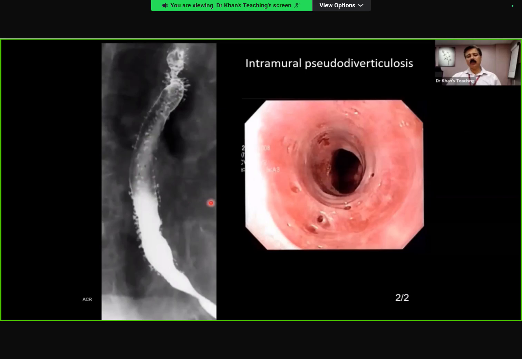Interestingly, please remember that barium is more sensitive than endoscopy. Because when they do endoscopy, many a time these openings might not be visible to them. So we are much better. With intramural pseudodiverticulosis, you will find strictures. Usually these are benign, and at times they can be malignant also. And this condition is also associated with many other types of diseases. So this is intramural pseudodiverticulosis.